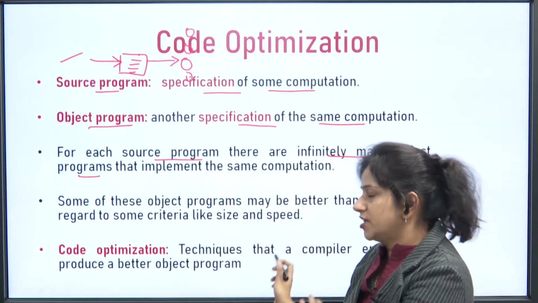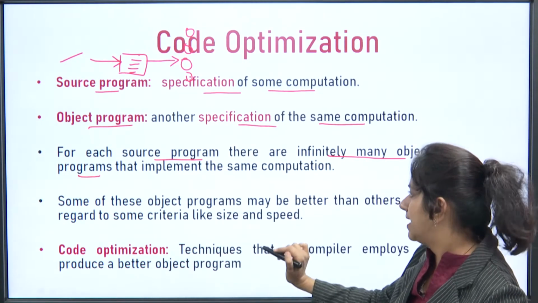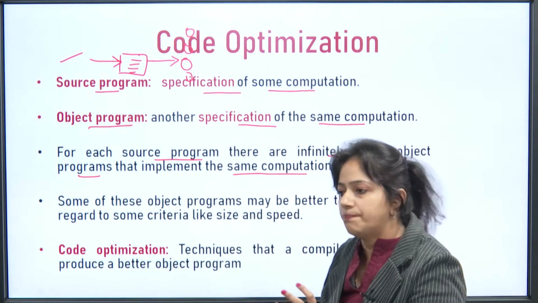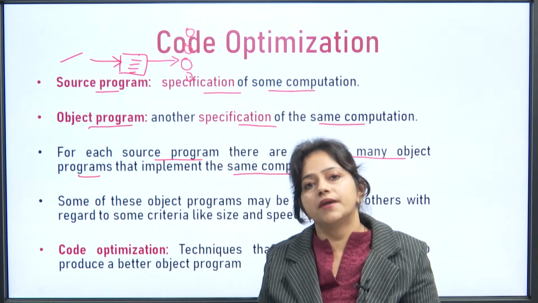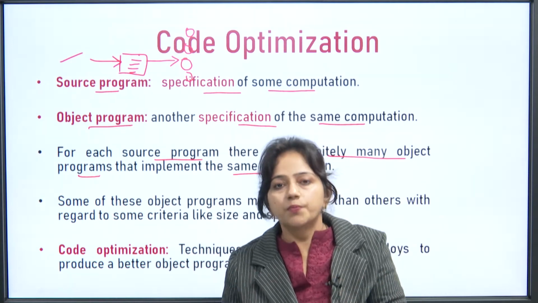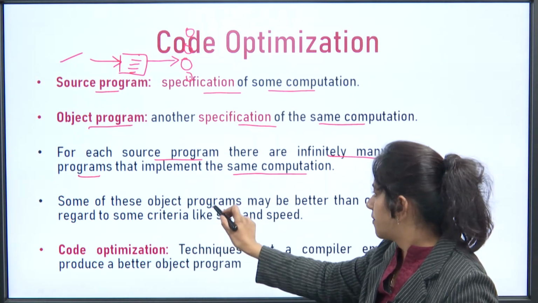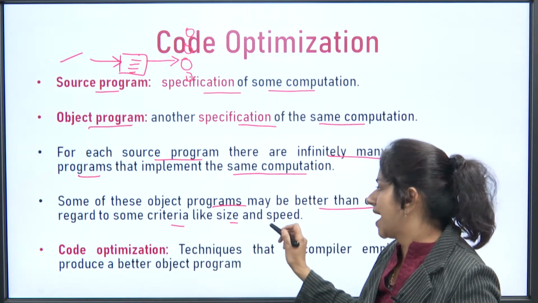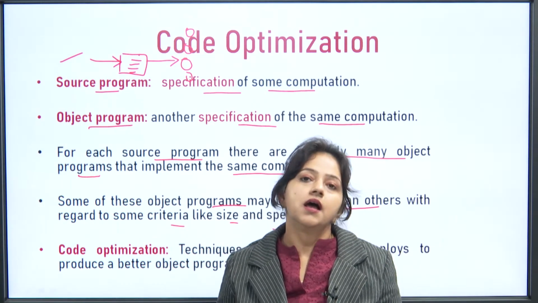But all the specifications that we are getting as output of the compiler implement the same computation. Same computation in the sense that if we pass some input to a particular specification, then the same output will be produced by each and every specification. So, in terms of output, in terms of computation, they are the same. Some of these object programs may be better than others with regard to some criteria like size and speed.